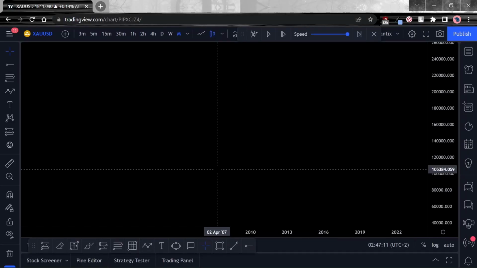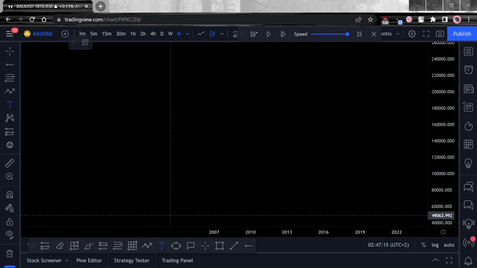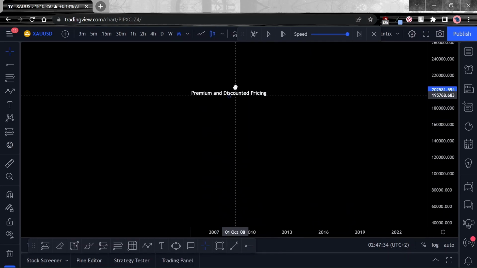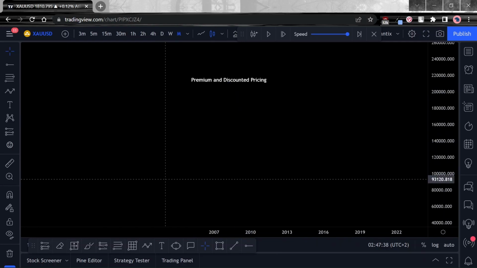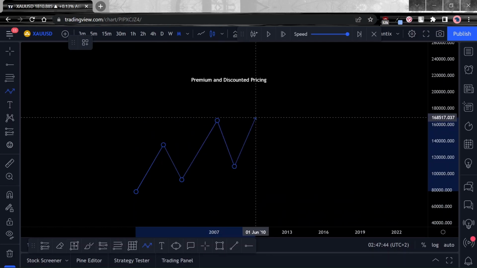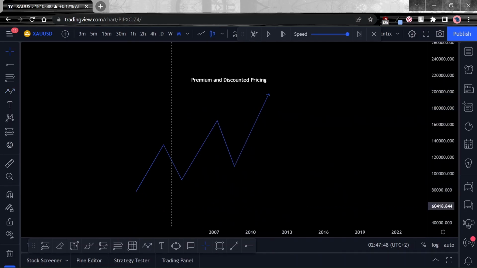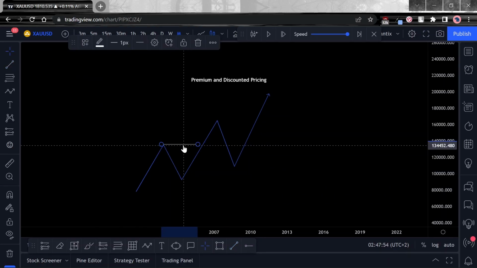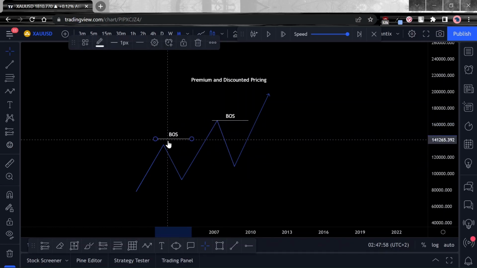Right, welcome back, guys. We're going to be looking at our last and very important concept, and that is premium and discounted pricing. Premium and discounted pricing. So, to illustrate premium and discounted pricing, we're obviously going to start with our normal line tool, right? So, obviously, we've got our break of structure, and we have another break of structure at the top.